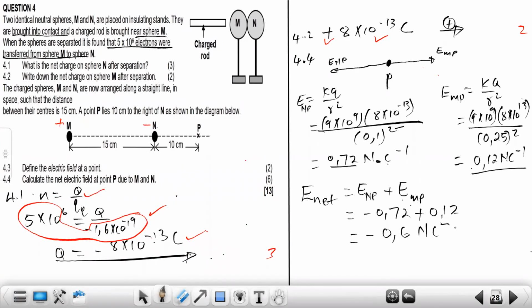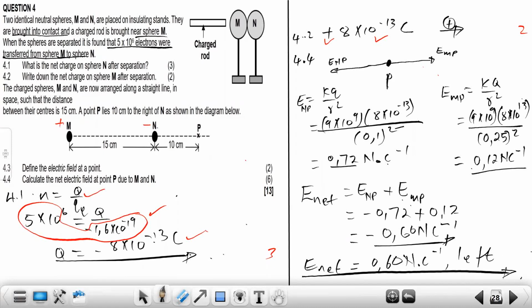Newton per Coulomb. But now remember, we must not leave our answer as negative. Negative is 0.60 Newton per Coulomb, and the direction is now to the left.